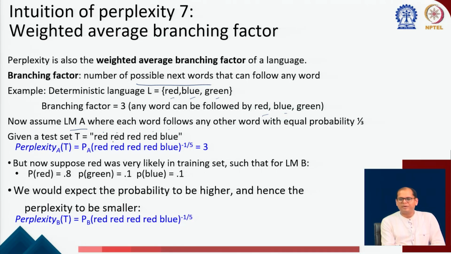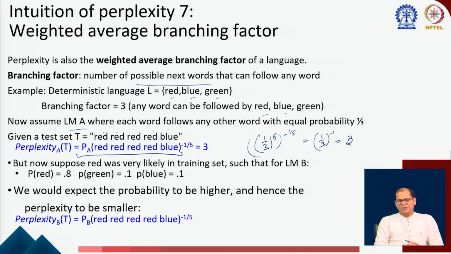What will be the perplexity? You find the probability of this whole sequence, and you raise it to the power minus 1 by 5, since there are 5 words. The probability of the whole sequence is 1 by 3 for each word, to the power 5, and then you raise to minus 1 by 5. So this will be 1 by 3 inverse, that is 3. So its branching factor becomes 3.